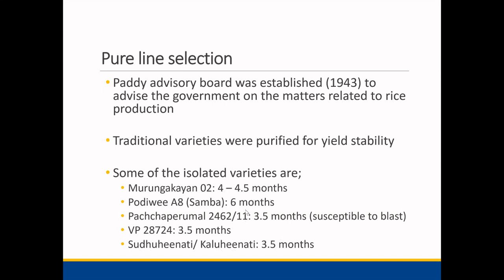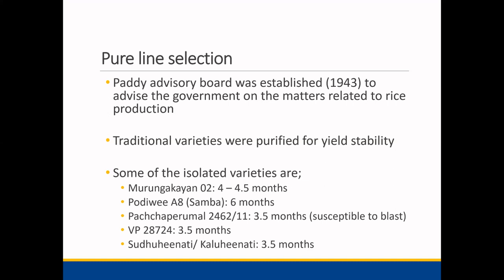You can see, right? The duration also ranging from like 3.5 to 4.5 months, but not less than 3.5, right? So not less than 3.5 is still more than 3.5, right? But this Pachaperumal is one of the popular pure line selection, but it was susceptible to blast disease, right? That was the problem, right? It's still a problem they had, but they were able to select, isolate, right, some lines for yield stability, right?